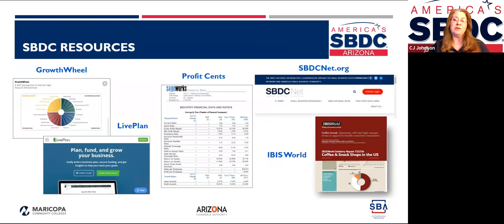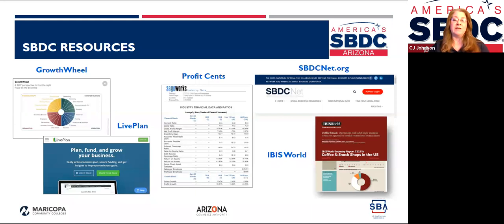Some of the additional no-cost resources that are available to our clients are represented on this slide, such as Growth Wheel. Growth Wheel is a visual toolbox, a cloud-based platform, used by business advisors to help entrepreneurs and growth companies make decisions and take action. It focuses on specific aspects of your business as your needs are determined.